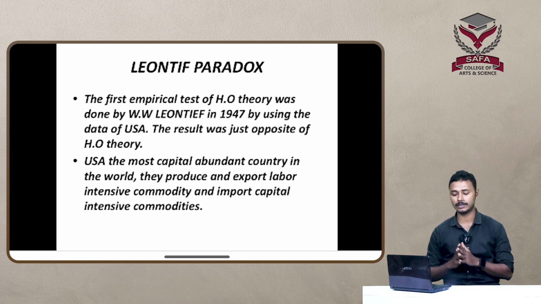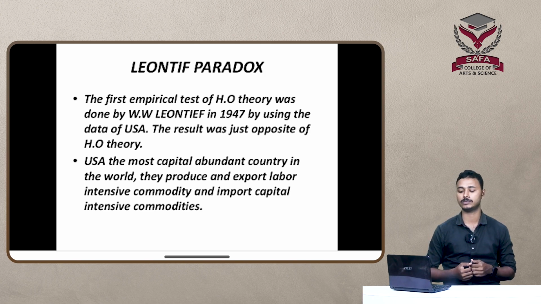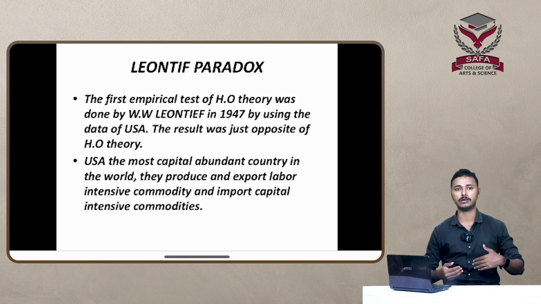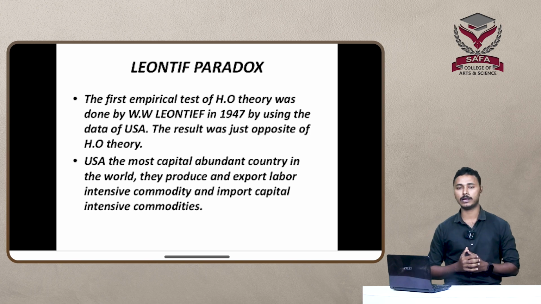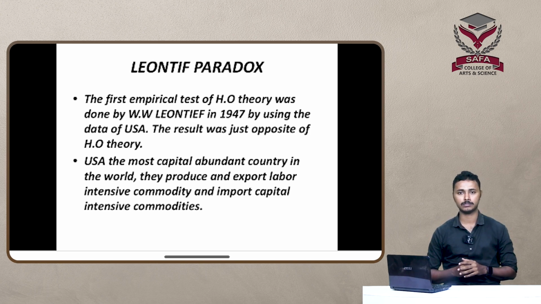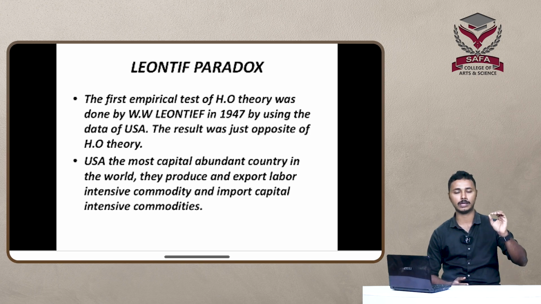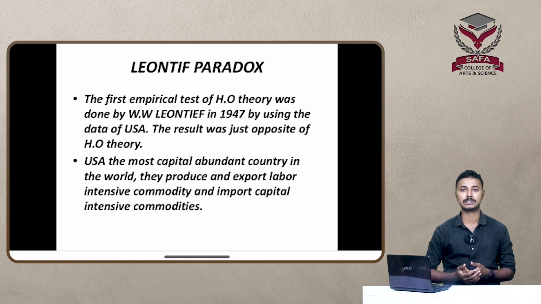Okay, so in that test, that was an empirical test. They took some data from the USA, and you know that the USA was the most capital abundant country, and they took data from many years and compared with other nations. So they found out that America is a capital abundant nation, but they are exporting and specializing in labor intensive commodities. Heckscher and Ohlin's theory says America should export capital intensive commodities, but they are exporting labor intensive commodities. So it is known as the Leontief paradox. There is a paradox. Okay, HO says one thing and Leontief found another thing. So it is known as the Leontief paradox.